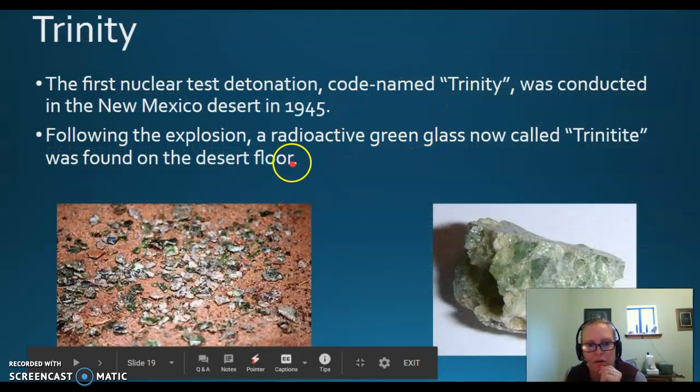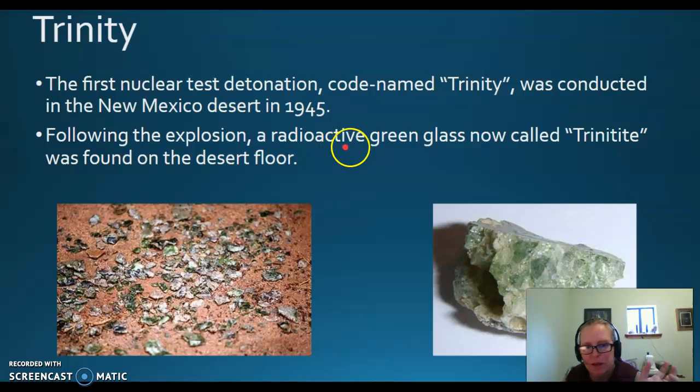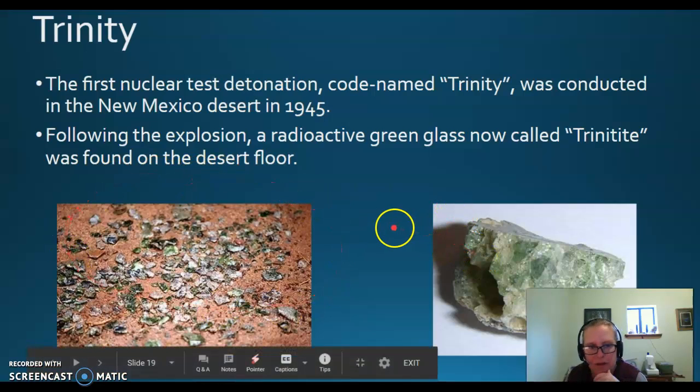they found green glass, radioactive green glass, in the desert after the explosion, and they call that trinitite. So if you ever go to the White Sands in New Mexico, maybe you'll find some too.